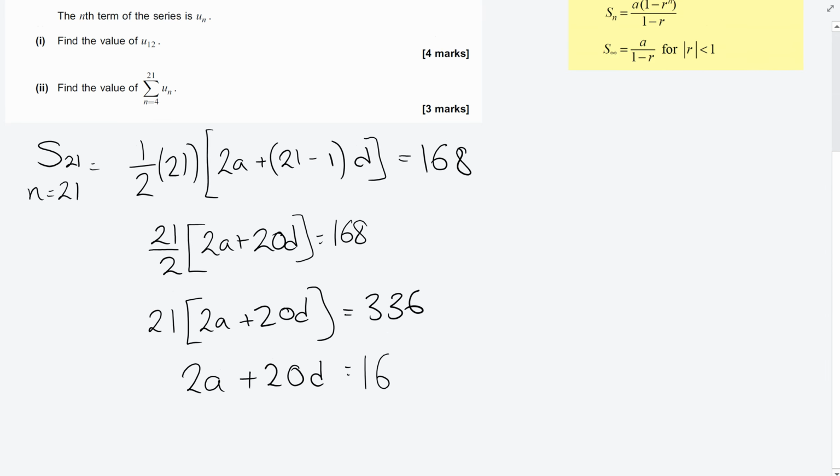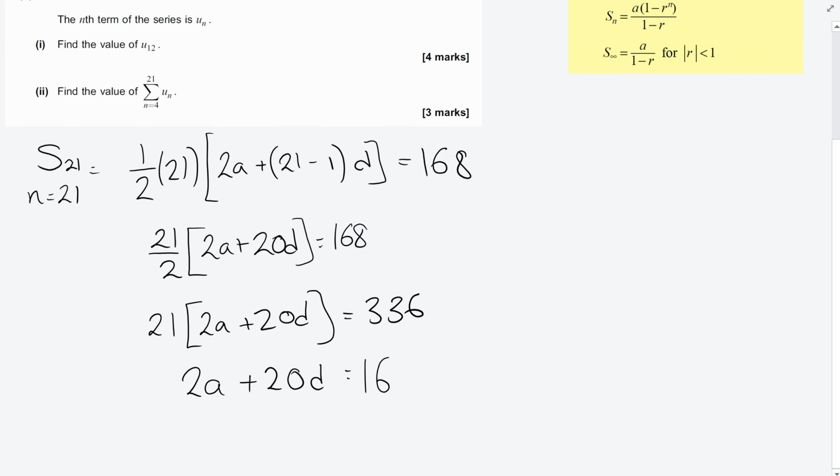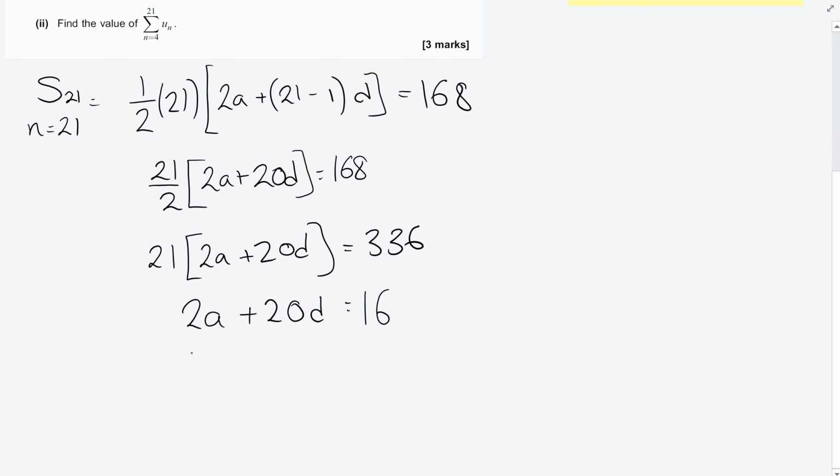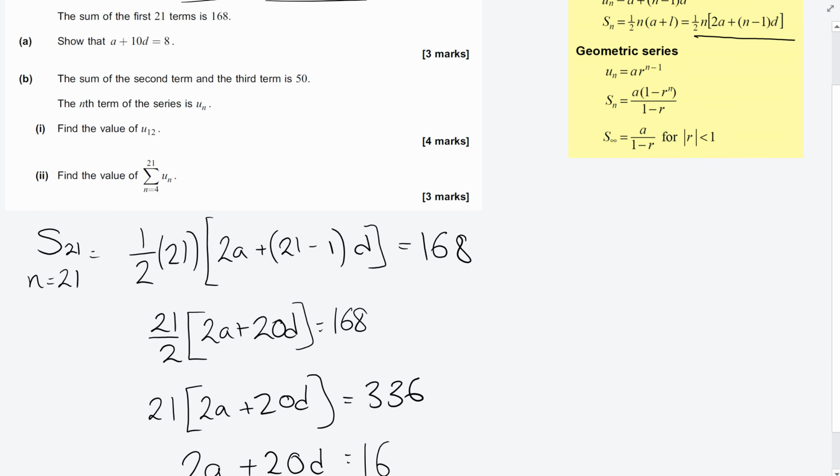Now, is that what I was after? I was after a plus 10d equals 8. So I still need to, at this stage, divide by 2 to give me a plus 10d equals 8. Now, there's probably enough there to convince my examiner that I've done that, show that correctly.